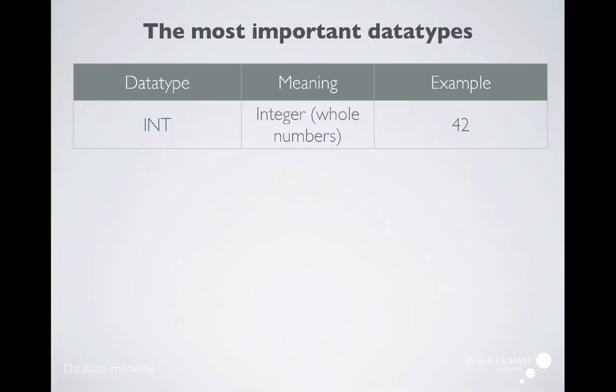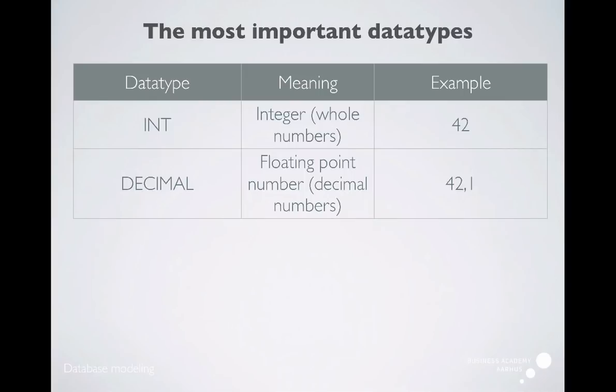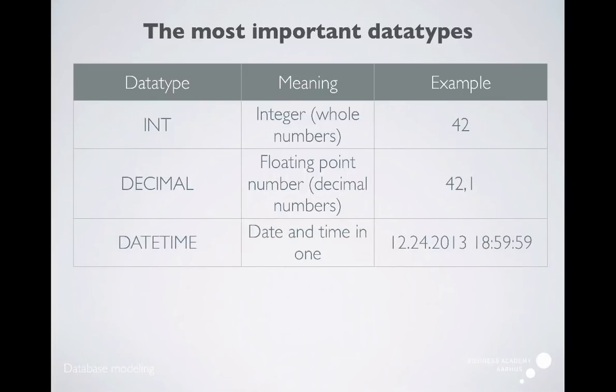So here we have the data type integer. Integer is spelled int, and a typical integer would be 42. Then we have, for example, the decimal. The decimal data type is a floating point number, that means a decimal number. It could be 42.1. The datetime is also an important one. The datetime data type puts date and time in one data type. That means 12/24/2013 and then 18:59:59 seconds goes into one field or one piece of data.